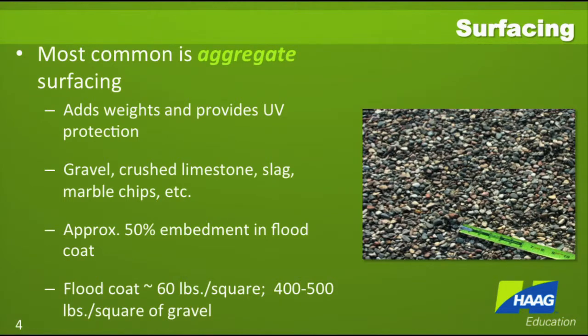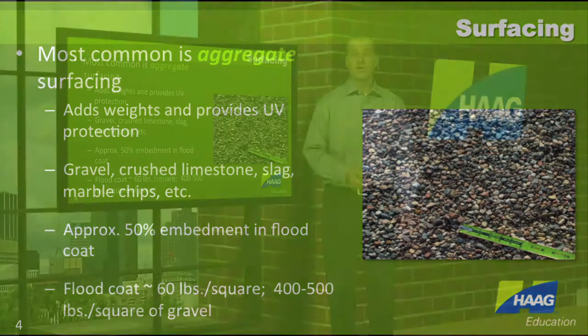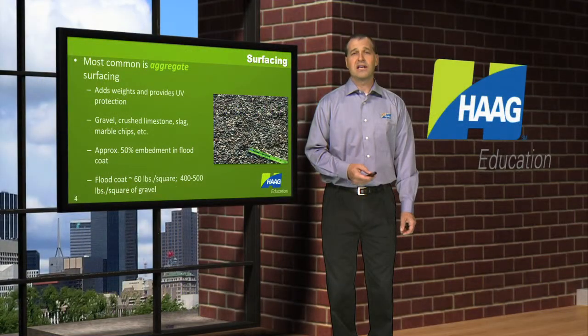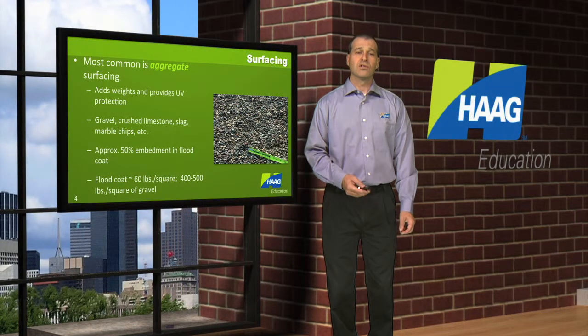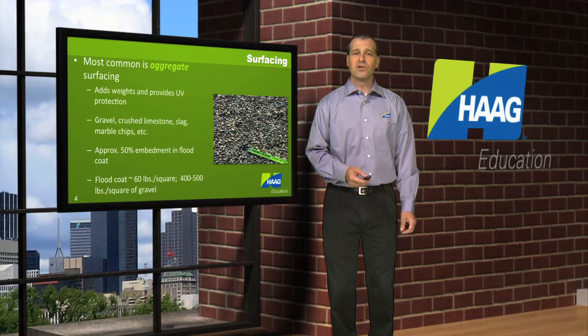The most common surfacing for built-up roofs is aggregate or gravel. And in fact, one of the common names for built-up roofing is a tar and gravel roof. The gravel or aggregate adds weight and also provides some UV protection for the asphalt. What aggregate materials are used may vary just on your geography. What are common aggregates and rock materials available? Is it river gravel, crushed limestone, slag, lava rock, marble chips, and even others you may see?